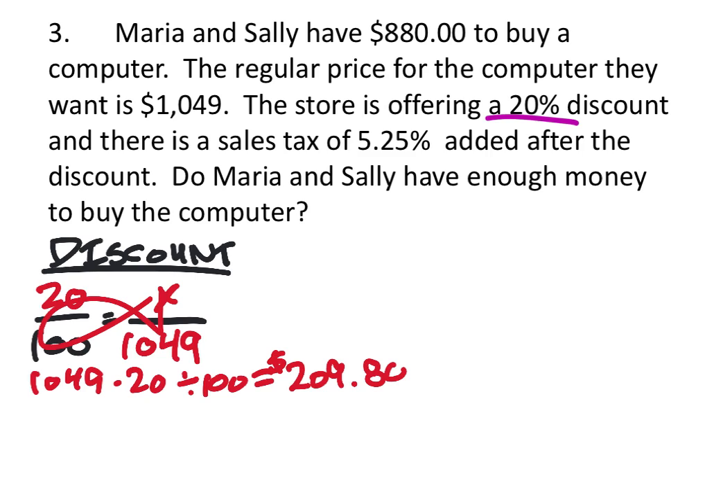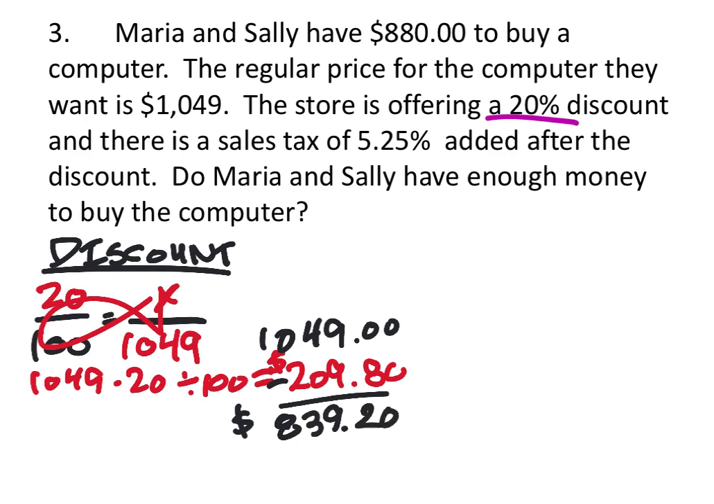Now, of course, we're going to need to subtract that off of the price that was given to us, which was $1,049, right? So we're going to take that, subtract it, and this would be how much the price would be after the discount. So $1,049 minus that $209.80. In my calculator, it's showing $839.20. Okay, so this is the discounted price right there. Now remember, they have $880. So if that was just the price and there was no tax, they'd be fine.